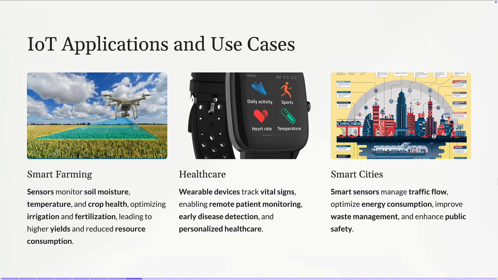The temperature, also: the soil has to have some temperature for the crop health. We can also use some kind of radiation sensors to tell us whether the plant has diseases or doesn't have diseases. Fertilization, and to reduce the resource consumption. Now, in healthcare, for example, I already gave an example with the smartwatch.